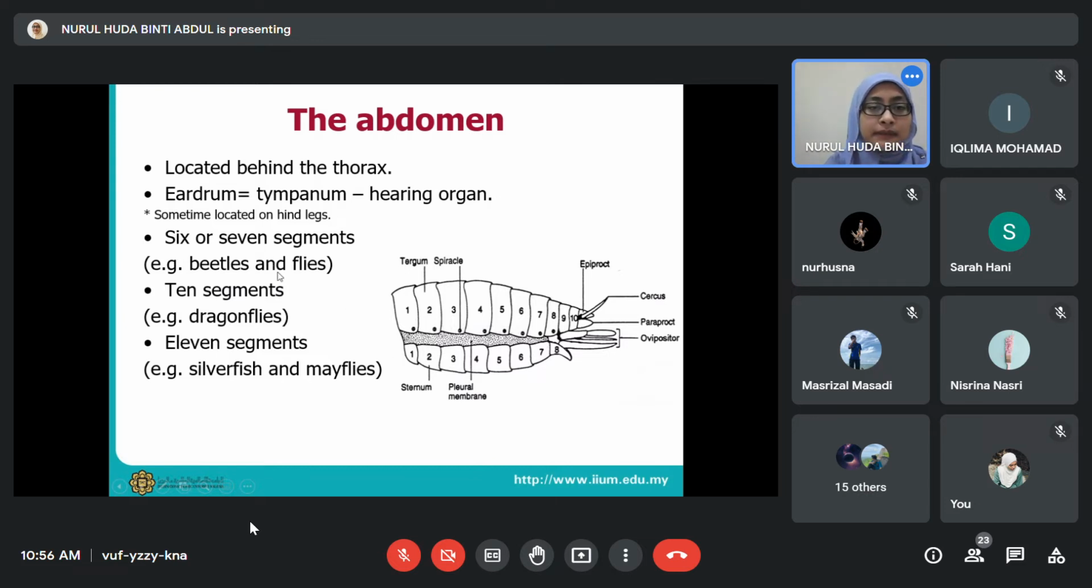So like beetles and flies, they have only 6 to 7 segments. Okay, you can see number 1 to 7. Okay, this part is only on beetles. Meanwhile, for dragonfly, it always has 10 segments. And for other insects like silverfish and mayfly, they have more than 10, which is about 11 segments. Okay, so there are different numbers of segments.